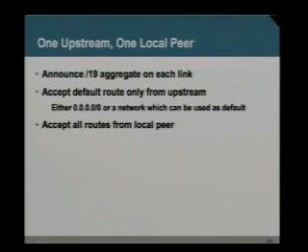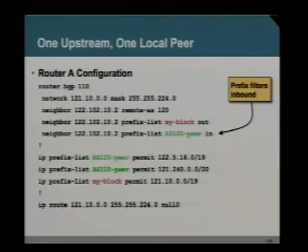So usually your upstream will give you the default. If the upstream doesn't want to give you the default because he's afraid that you're going to leak it to the internet, then take a network, which you can use as a default, or just talk BGP with them, but use a static route for the default. And you accept all prefixes that the local peer originates. Okay, so all traffic for local destinations will go to the local peer, and everything else will go through your upstream.